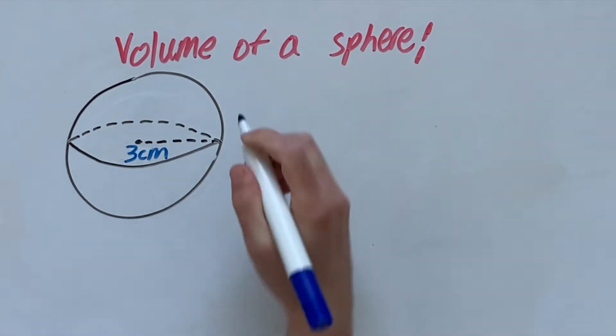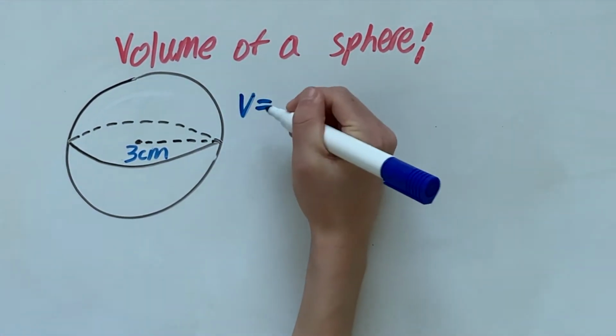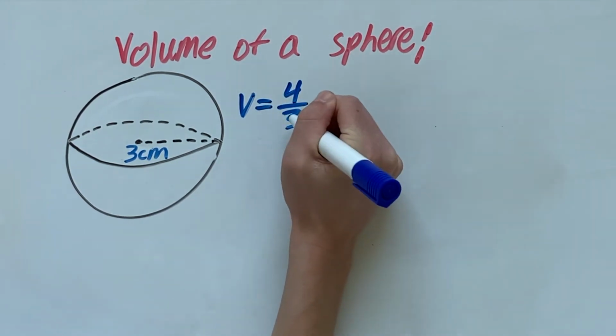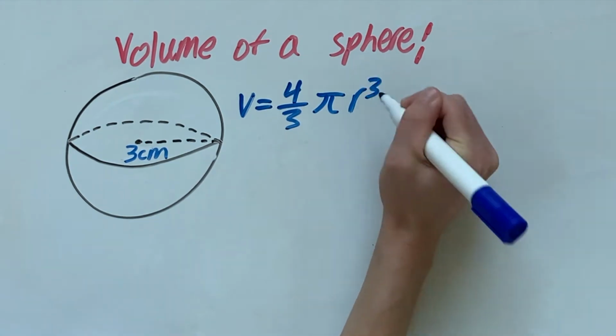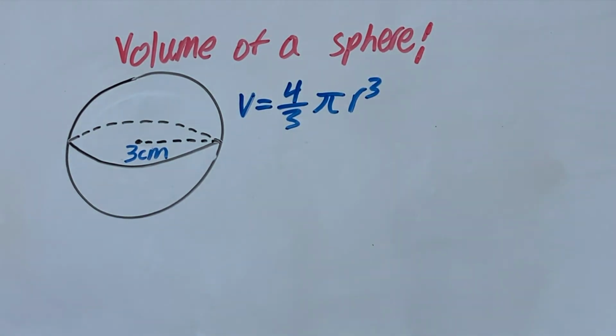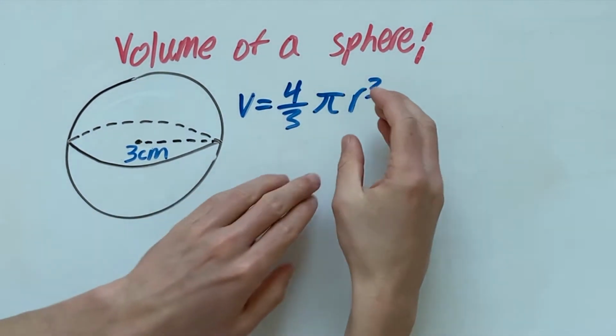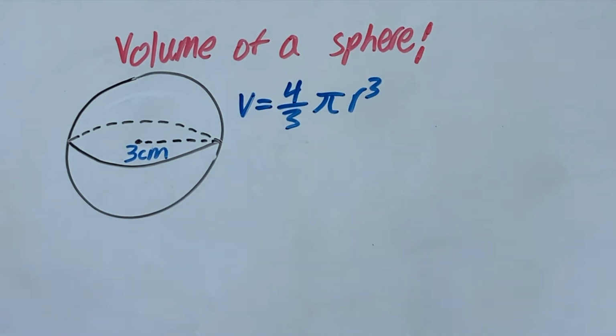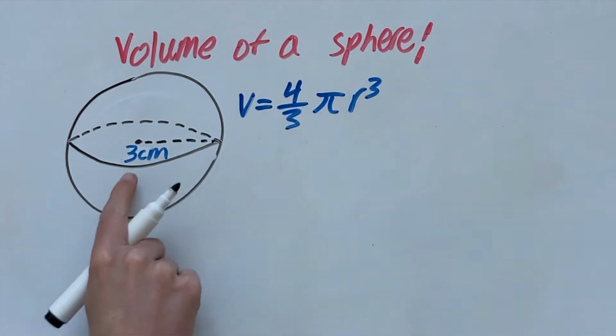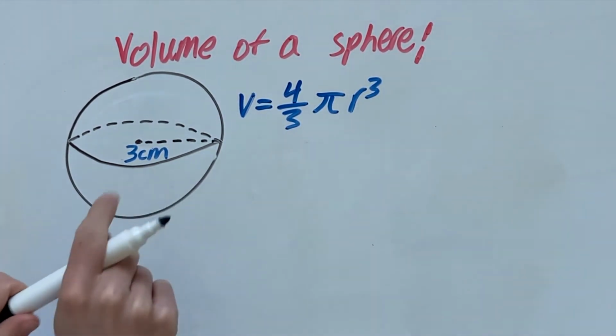That formula is volume equals 4 over 3 pi r cubed. So all we have to do is substitute our radius in and then solve using this formula. So I'll walk you through the steps. Step 1 is to substitute or pop in our radius of 3.